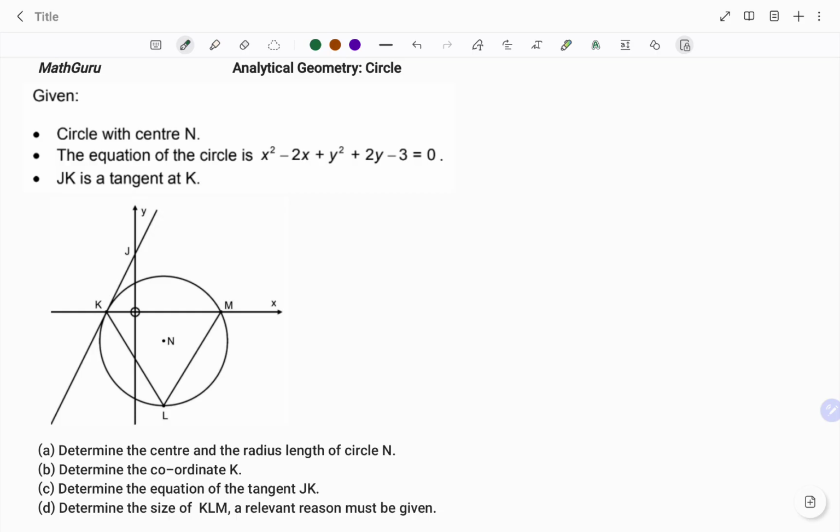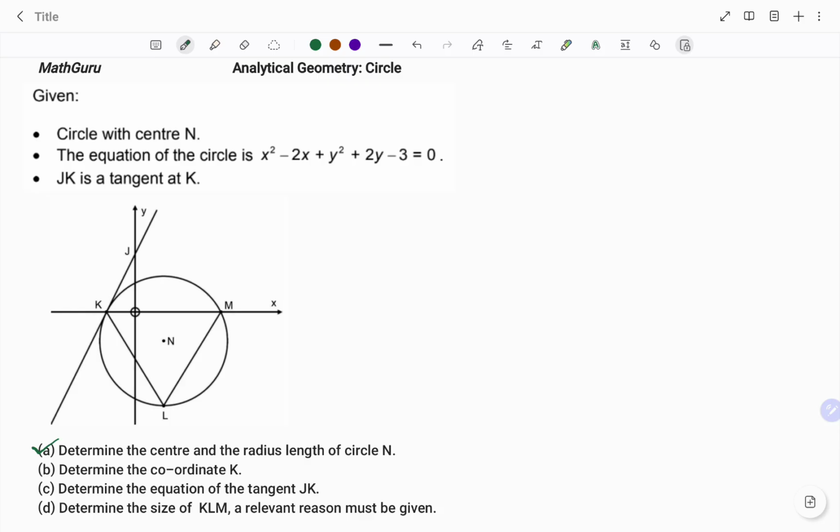We have given a circle with the center N. The equation of the circle is x squared minus 2x plus y squared plus 2y minus 3 equals 0. JK is a tangent at K. The first part of the question says, determine the center and the radius length of circle N.